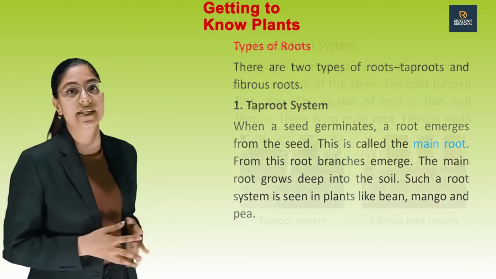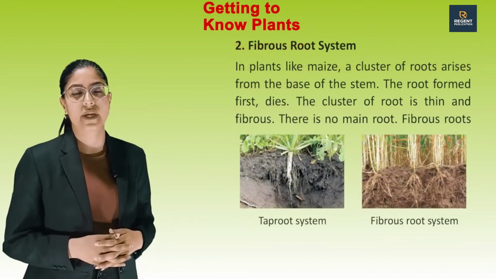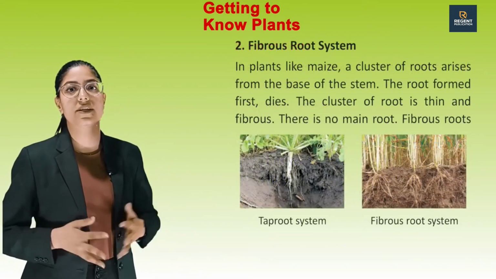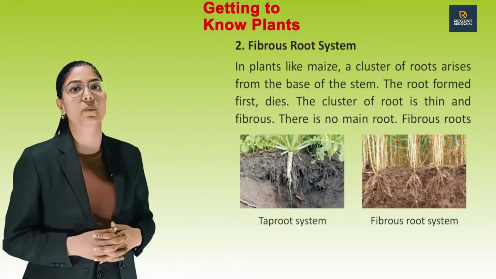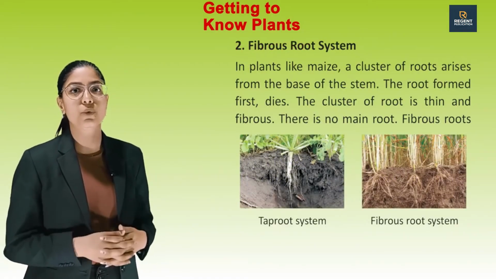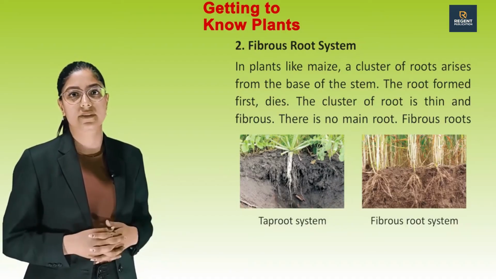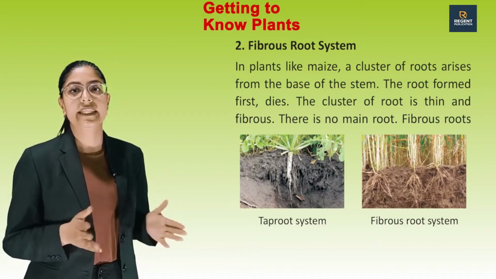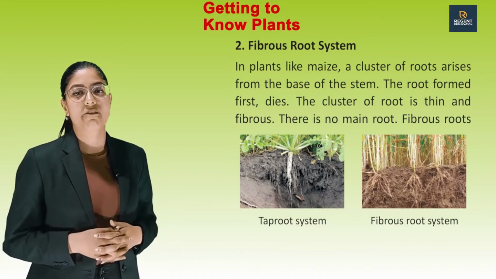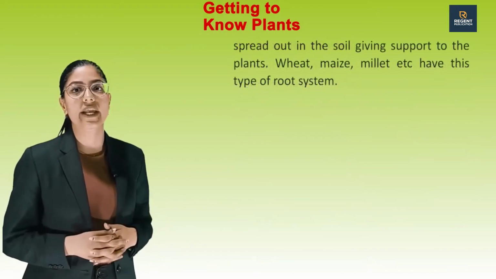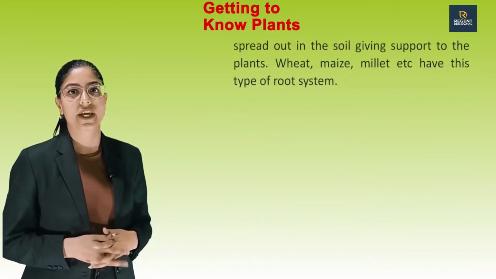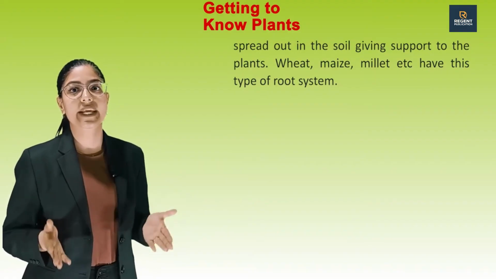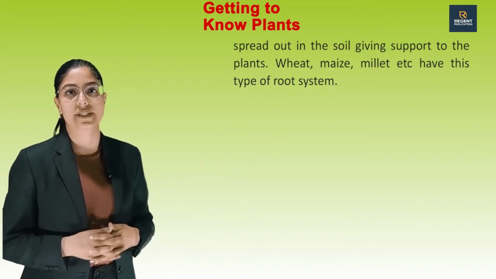Now second one is fibrous root system. In plants like maize, a cluster of roots arises from the base of the stem. The root formed first dies. The cluster of roots is thin and fibrous. There is no main root. Fibrous roots spread out in the soil giving support to the plant. Wheat, maize, millet, etc. have this type of root system.